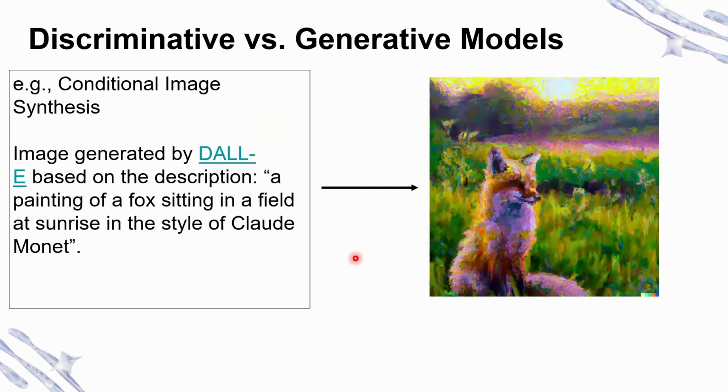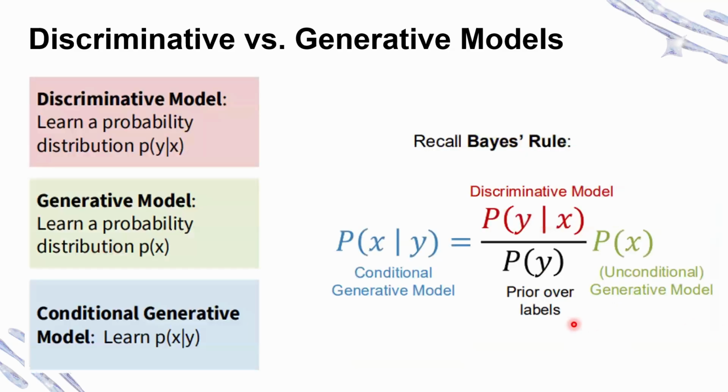For example, we can see examples of these in very recent use cases. For example, conditional image synthesis. We're given a description, a painting of a fox sitting in a field at sunrise in the style of Claude Monet. And then we want to learn and synthesize, generate an image based on all of the representation that is learned from all the images before.